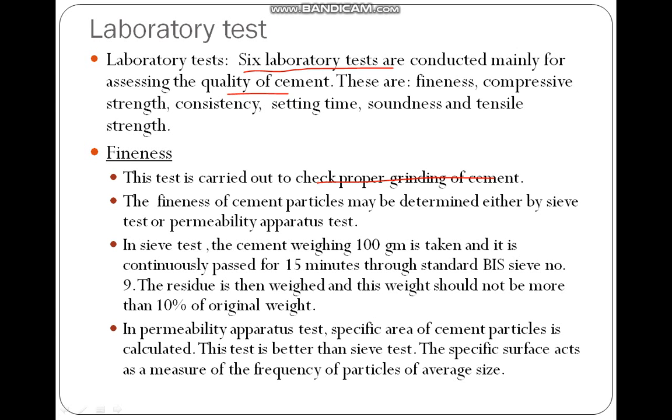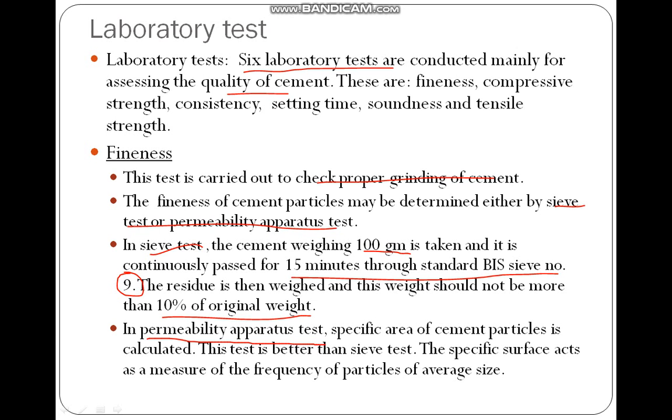The fineness of the cement particles may be determined either by sieve test or by permeability apparatus test. In the sieve test, 100 grams of cement is taken and continuously passed for 15 minutes through the IS sieve number 9. This number is very important. The residue is then weighed, and this weight should not be more than 10% of the original weight.